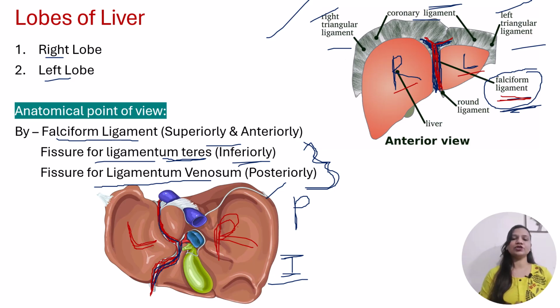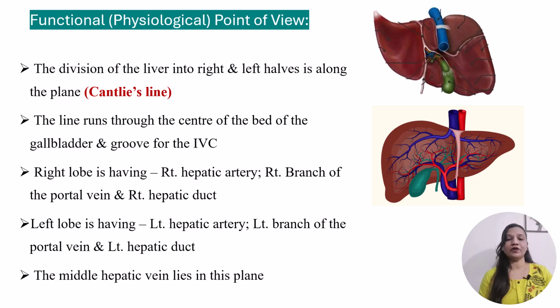So, by these ligaments we get the two lobes of the liver, right and left, which is the anatomical division, but physiologically the right and left lobes are quite different. So, let us understand the functional or physiological point of view. Functionally, the division of the liver into right and left half is along an imaginary plane, which is known as the Cantlie's line.